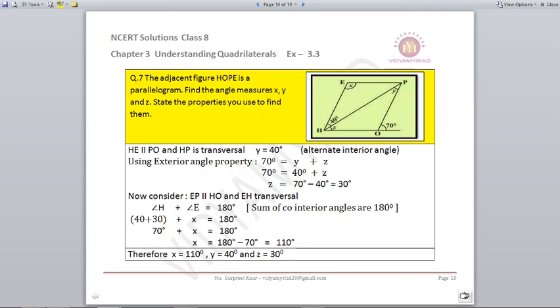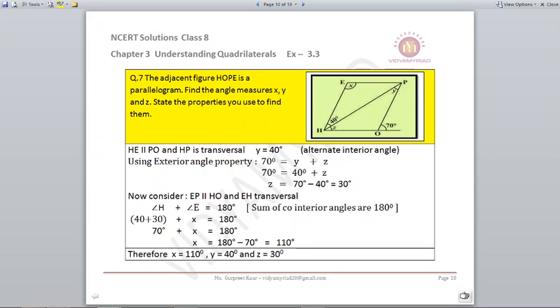And then if you look at the triangle PHO, there is a 70 degrees angle which forms the exterior angle. Using the exterior angle property, which says that the exterior angle is equal to the sum of the two interior opposite angles, opposite to 70 are y and z. Their sum will be equal to 70. We know y is 40, so we can find out z as 30 degrees. So H comes out to be 40 degrees already given, z is 30, total comes out to be 70 degrees.